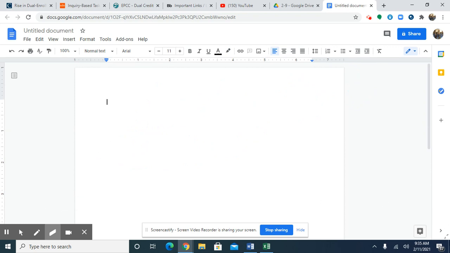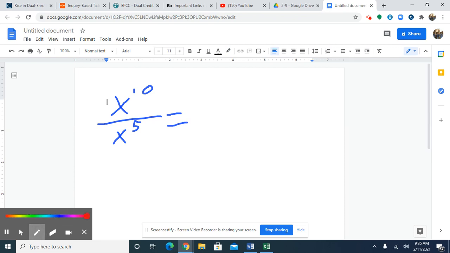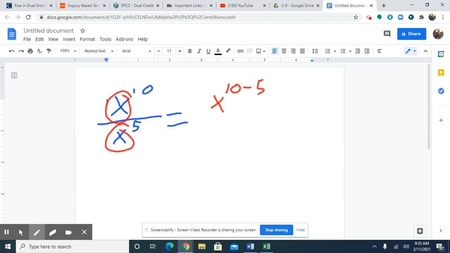Now let's look at, for example, x to the power of 10 and x to the power of 5. Now in this case, we are dividing. So when we're dividing two things with the same base, and remember the important part is that they have the same base, which is x, we are going to subtract the exponents. So 10 minus 5 would be x to the power of 5.